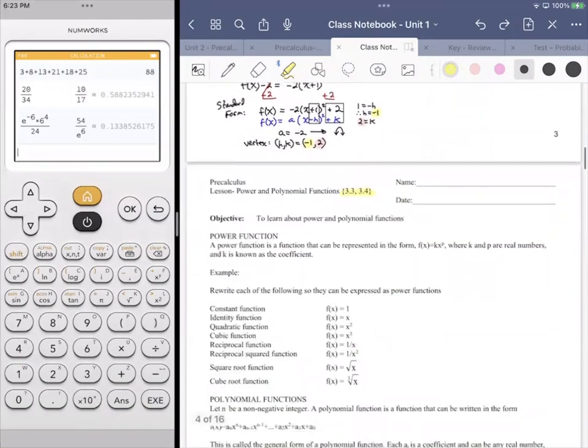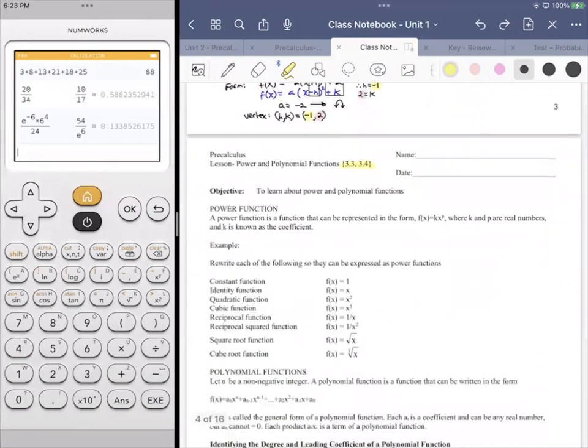All right. Now, a power function is a function that can be represented in the form of kx to the p power, where k and p are real numbers. K is known as the coefficient. That shouldn't be earth-shattering. The number in front of a variable is usually considered the coefficient. But the power is also a real number. That power can be a whole number. It could be a fraction. It could be a radical power. It could be negative, right? It's just got to be a real number.